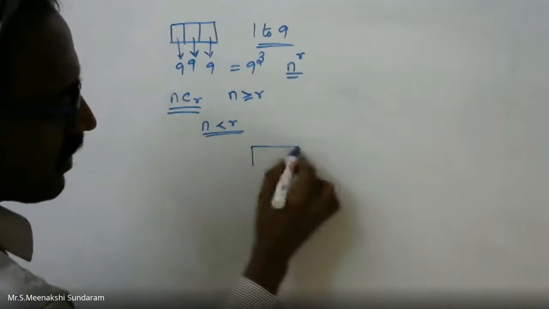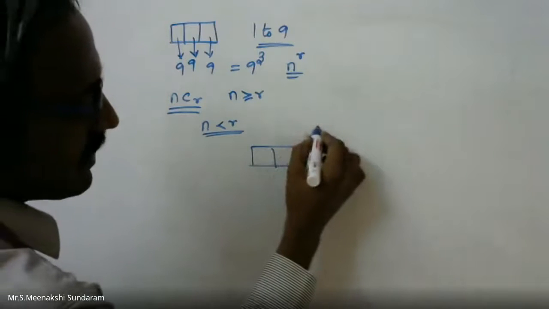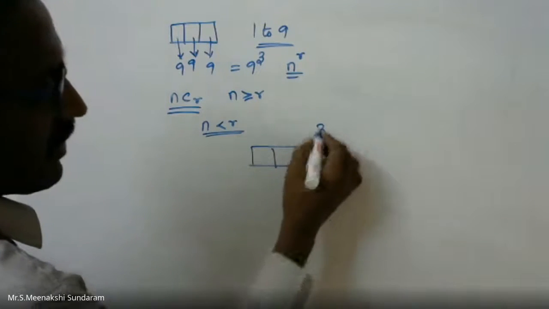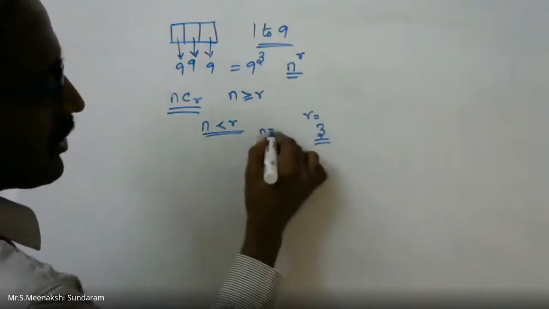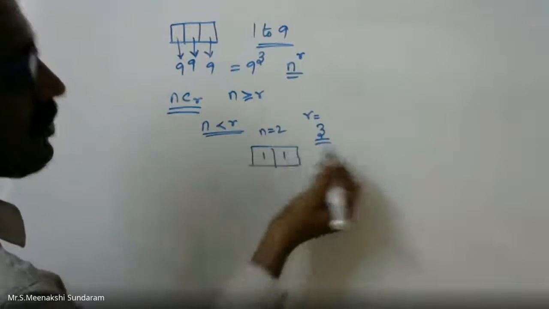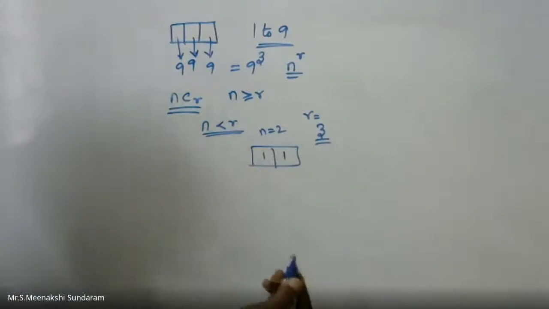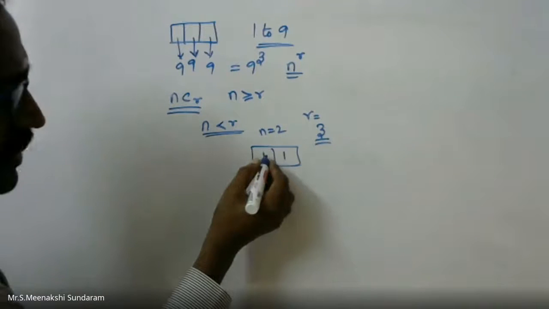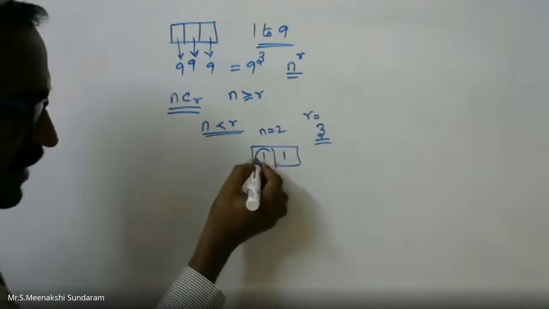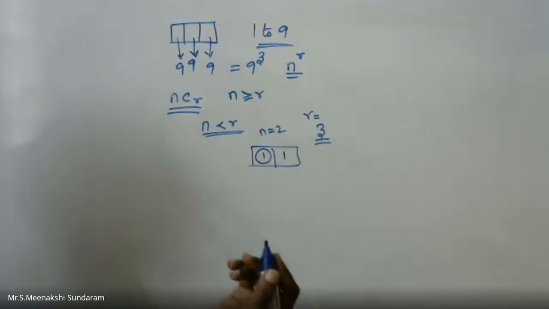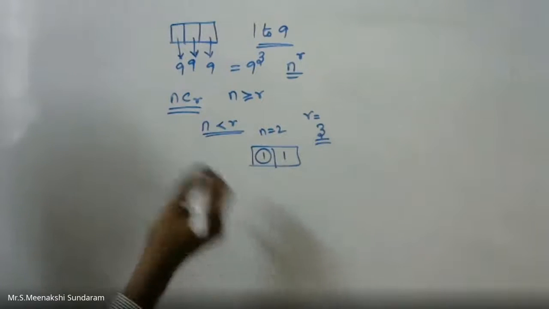Suppose only 2 boxes are there and 3 identical balls. R value is 3, n value is 2. So here one ball, here one ball, another ball. There is no other option. By the pigeonhole principle, it should occupy the same box, either here or here. There is no other way. That is repetition in combination.